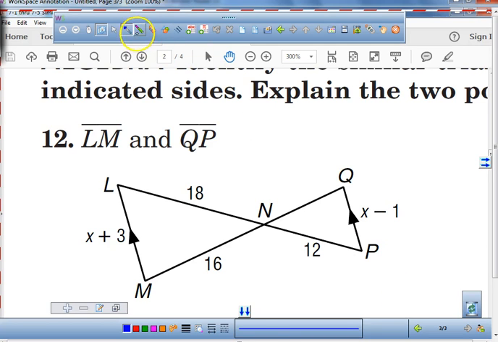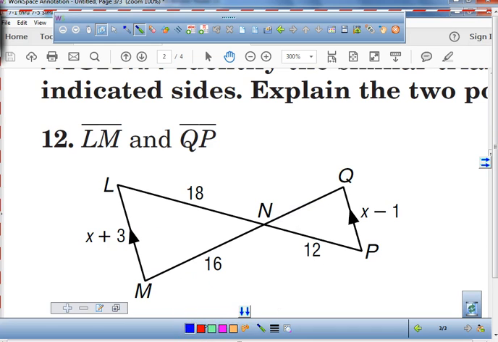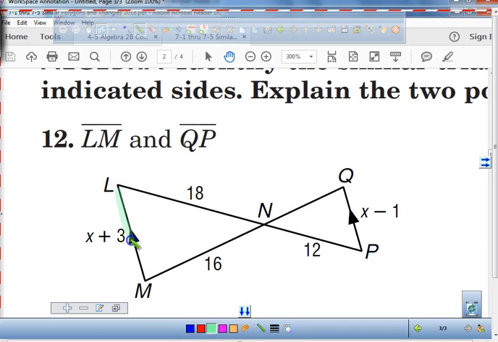So check this out. What I want you to do, I'm going to not make this so thick. I'm going to choose a color right here. This side right here is proportional to this side.